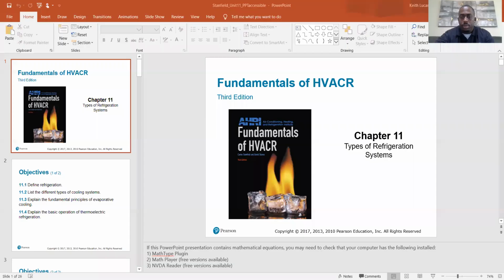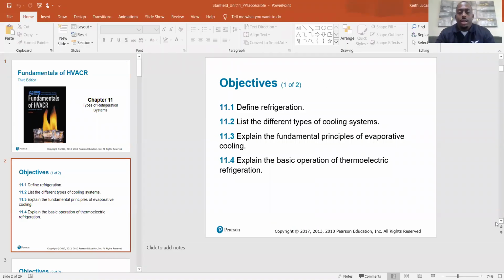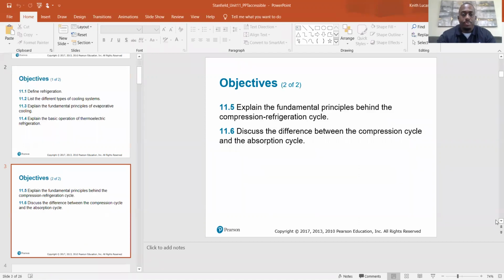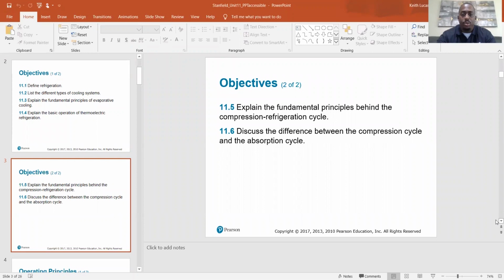The objectives are: define refrigeration, list the different types of cooling systems, explain the fundamental principles of evaporative cooling, explain the basic operation of thermoelectric refrigeration, explain the fundamental principles behind the compression refrigeration cycle, and discuss the difference between the compression cycle and the absorption cycle.